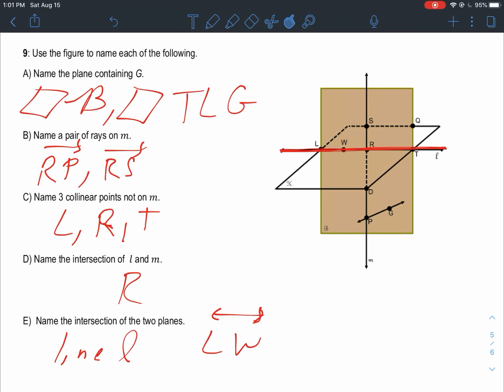All right, that is the end of 1.1. I advise you now to try the 1.1 homework, and when you're ready, you can go ahead and get started with section 1.2.